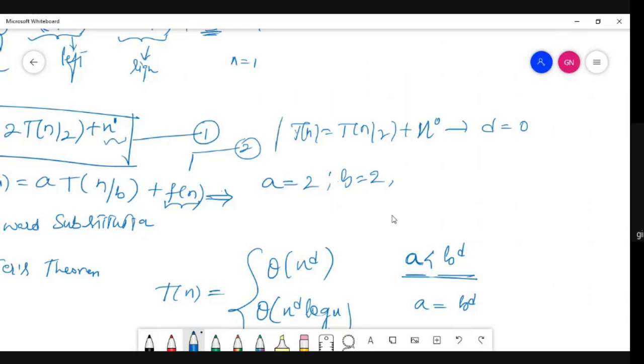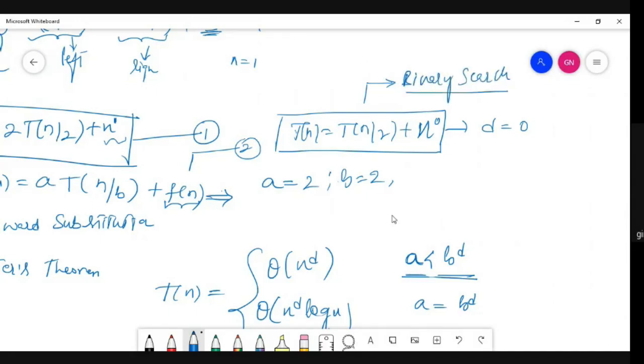So in fact, you know what? This is your equation for your binary search. In fact, only for the understanding purpose, I have taken. Anyhow, it is actually the binary search equation. It is the recursive equation. I'll show that one also after doing this.